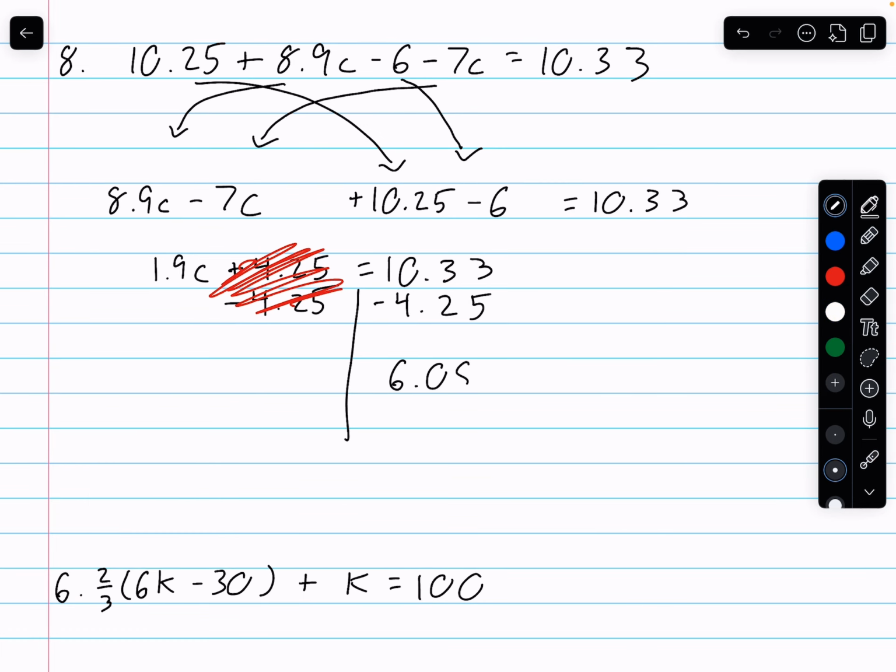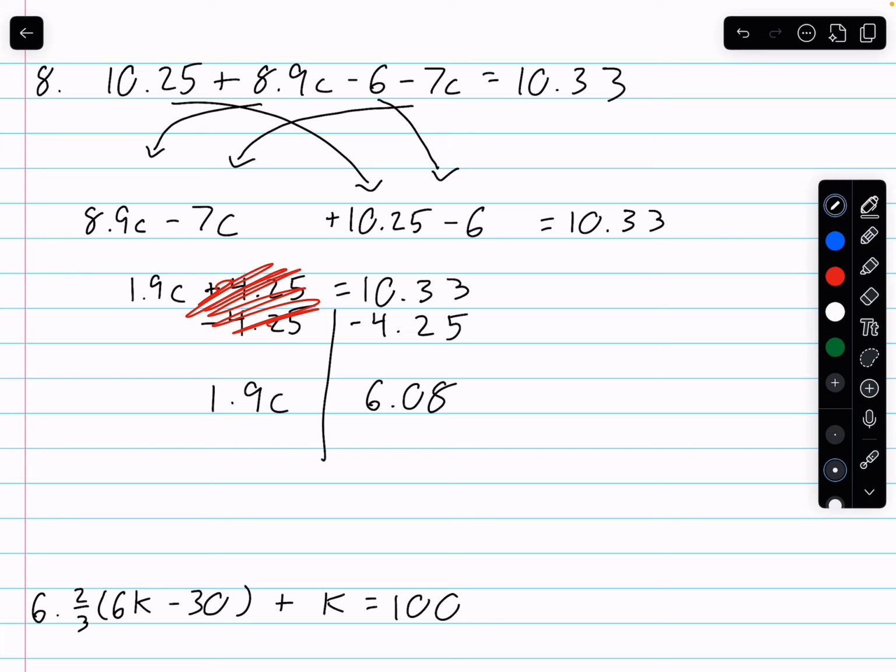Okay. On the left side, I still have this 1.9. I need to bring that down, that 1.9C. And I have one step left, and it is the exact same step every single time. Remember when I'd be picking up the chair sometimes, this is to remind you to beat it into your head that we are dividing by that 1.9 on both sides.